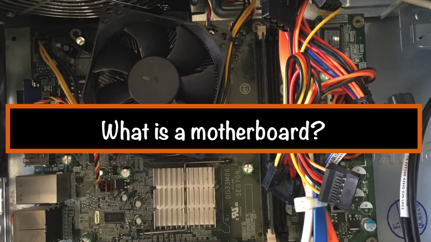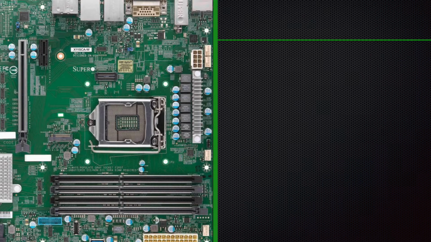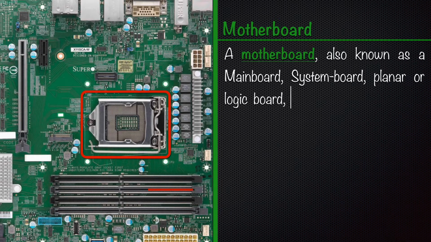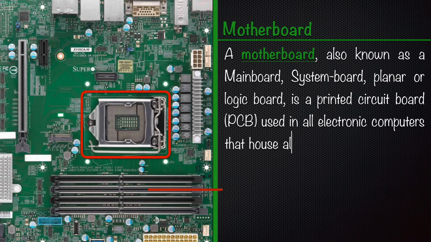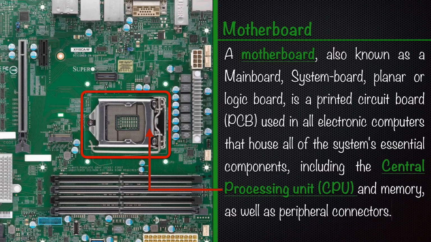What is a motherboard? A motherboard, also known as a mainboard, system board, planar or logic board, is a printed circuit board, PCB, used in all electronic computers that house all of the system's essential components, including the central processing unit, CPU, and memory, as well as peripheral connectors.